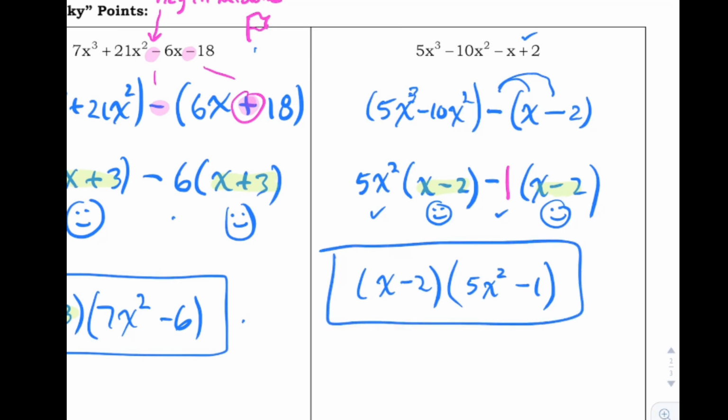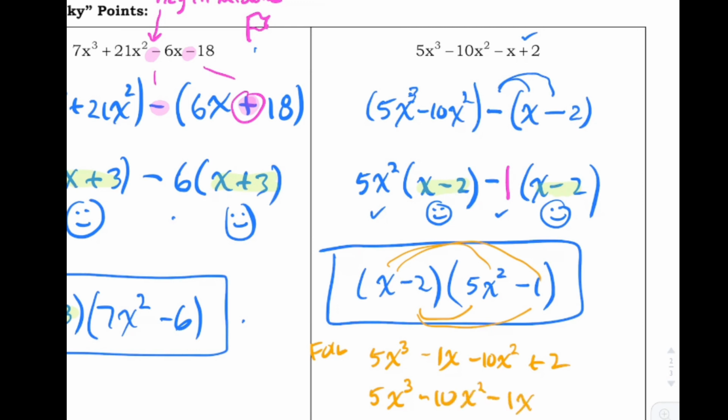And again, I would invite you to foil this out. Actually, maybe I'll just do this. I'm going to foil this out. X times 5x squared is a 5x cubed. X times a minus 1 is a minus 1x, right? Minus 2 times this is a minus 10x squared. And then a minus 2 times a minus 1 is a plus 2. If I put this in standard form, which means the highest exponent, then the next highest exponent, and then the number last, I say 5x cubed minus 10x squared minus x plus 2. It's a match. It works.